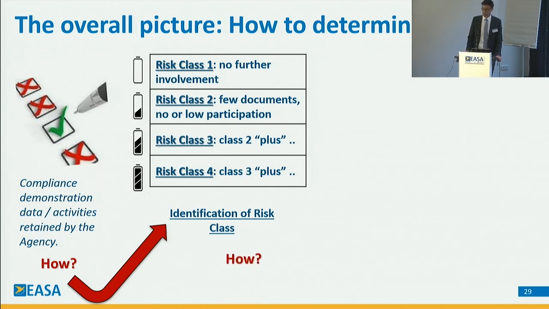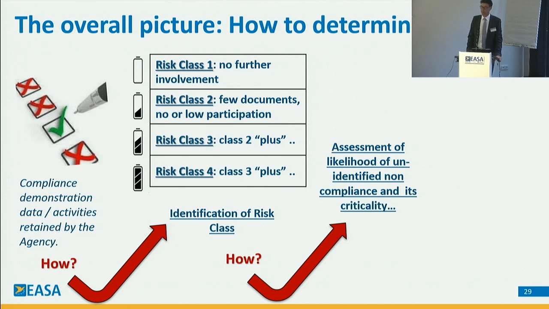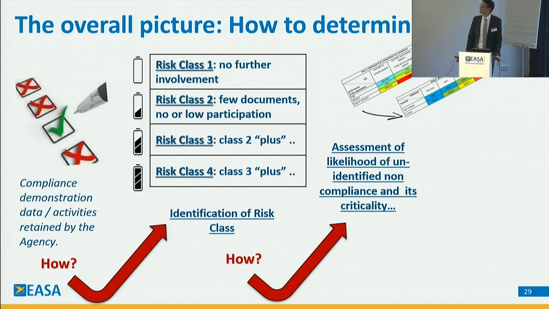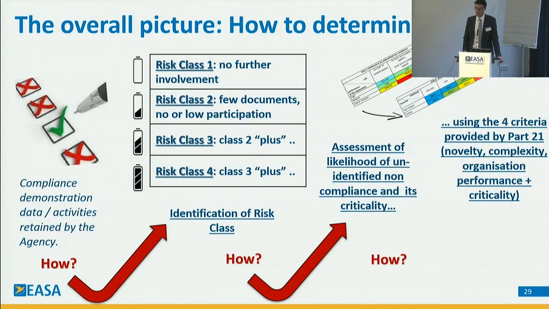So how to identify this risk class? By the assessment of the likelihood of an unidentified non-compliance and its criticality. So you see here the small pictures of the tables, which we will see in a bigger form on another slide later on. But you have to go through this list about novelty, complexity, criticality, and the performance, and based on this you come to a risk class.